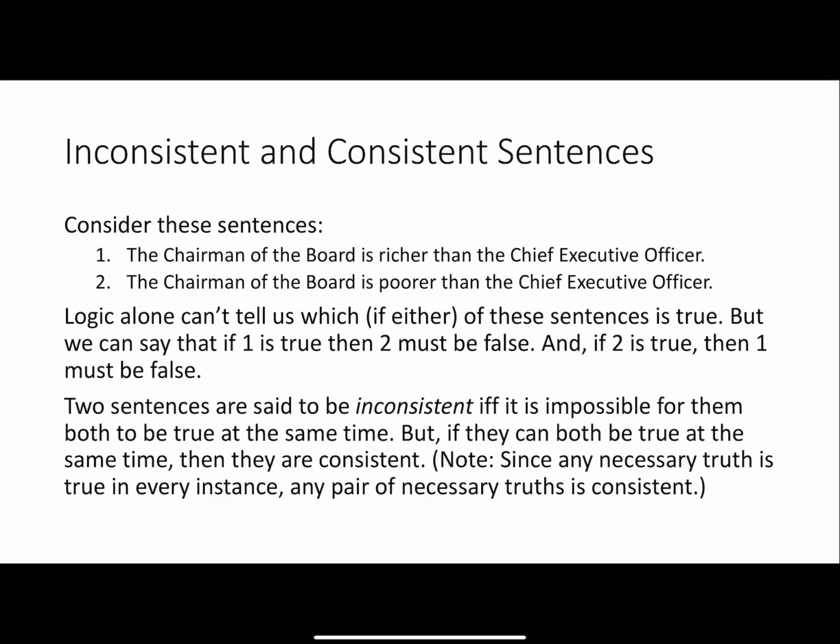Two sentences are said to be inconsistent if and only if it is not possible for them both to be true at the same time. But if they can both be true at the same time, then they are consistent. So consistent sentences are ones that can both be true at the same time. Inconsistent sentences are ones that cannot be true at the same time. Note, since any necessary truth is true in every instance, any pair of necessary truths is consistent. I leave it to you to think about whether any pair of necessary truths is equivalent. That would be to say something more, but think about whether or not that holds.